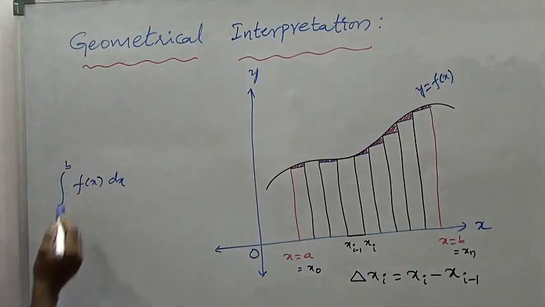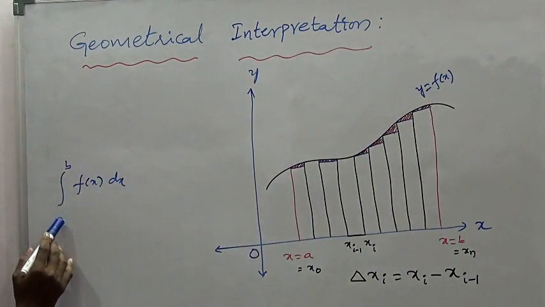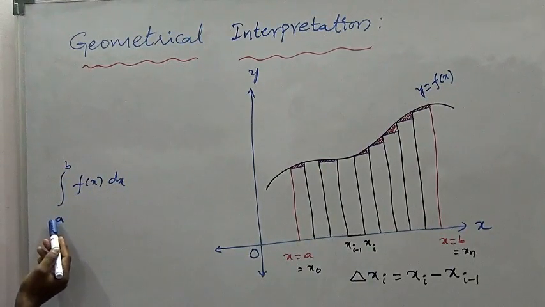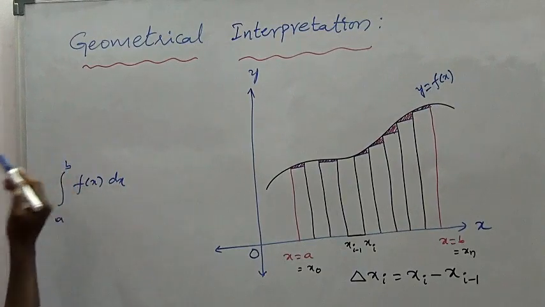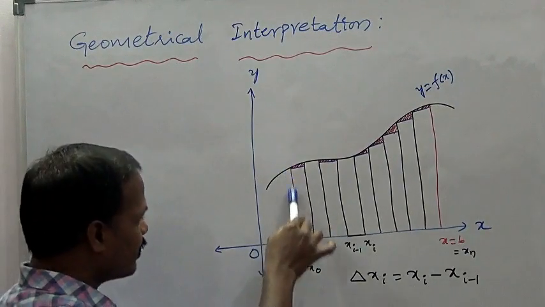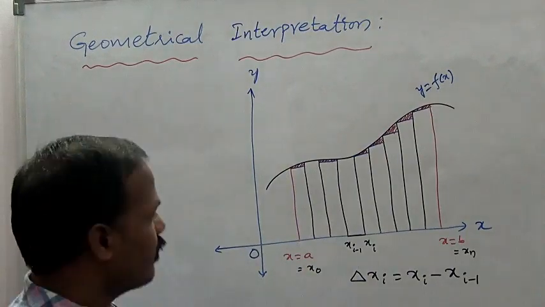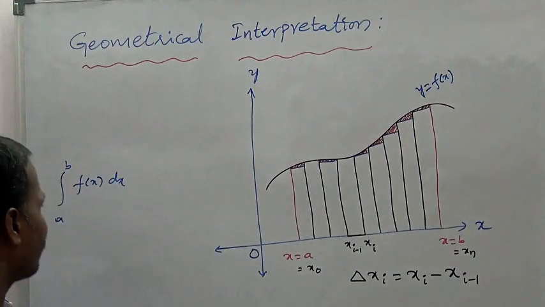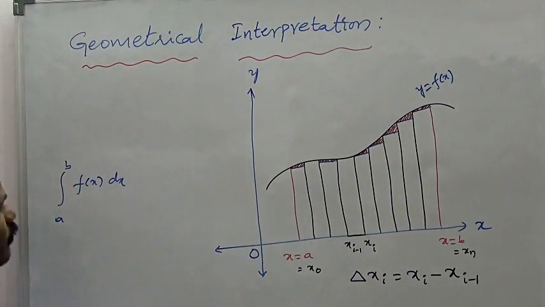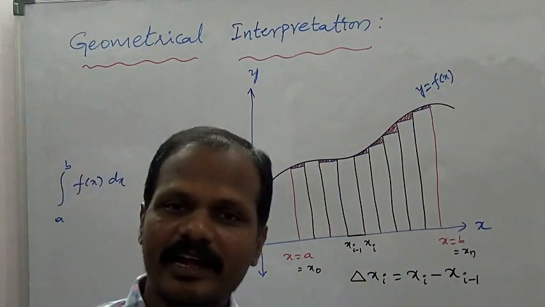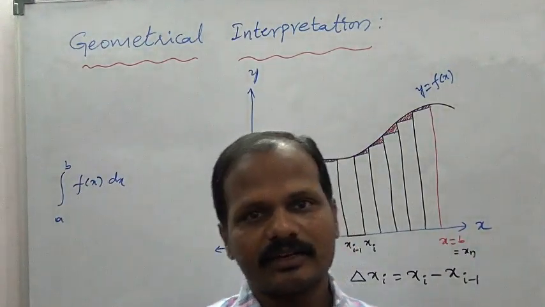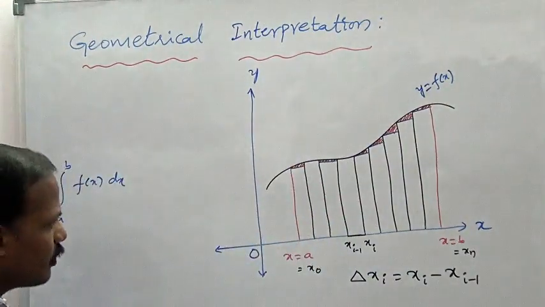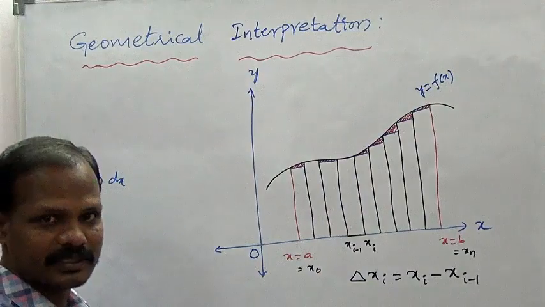Now the limits are a to b, that means the limits x equal to a to x equal to b. So x equal to a, what is this? This is the ordinate, y coordinate. These are the ordinates, these are the x values, these are the y values. Okay, na? Fine. So the real meaning of definite integration is finding the area under the curve within the limits. So we will explain more how it represents.